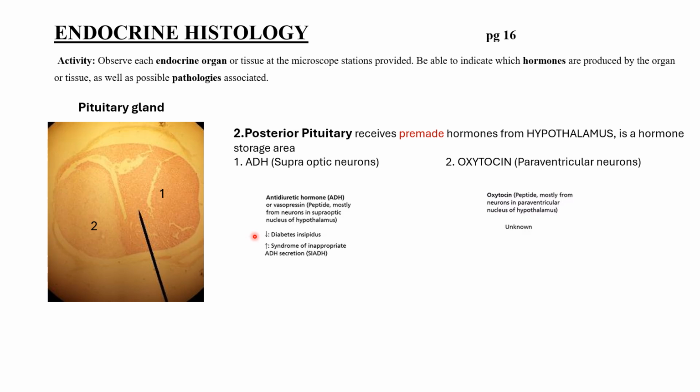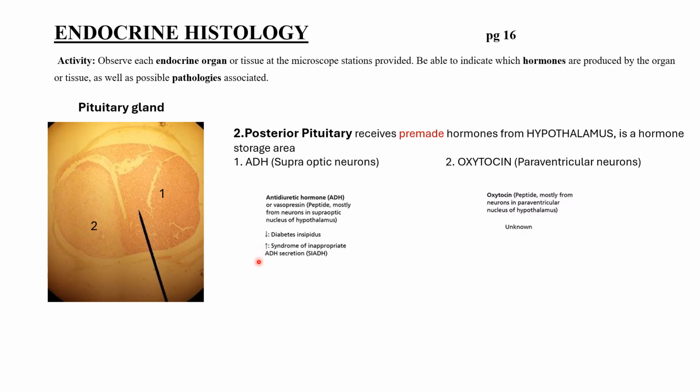Why diabetes? Because in diabetic patients also, they pee a lot. Because of osmosis, they make large volumes of urine, and they have to go and use the bathroom again and again. Because of that, this disease got the name diabetes. So diabetes insipidus is related to reduced amounts of ADH.